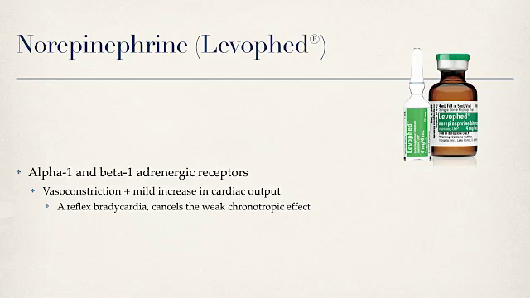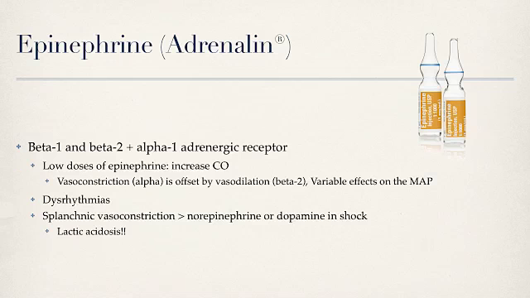Epinephrine (adrenaline) is a beta 1 and a beta 2 stimulant, as you all know, but also, especially at somewhat higher doses, is a potent alpha adrenergic receptor agonist. Low doses of epinephrine, somewhere between 1 and 10.